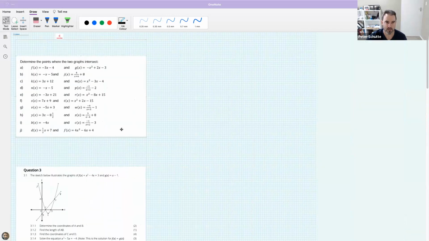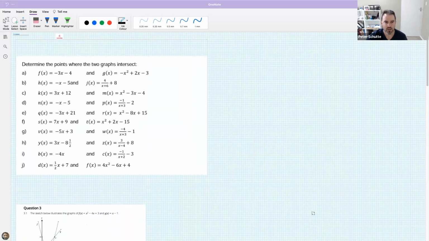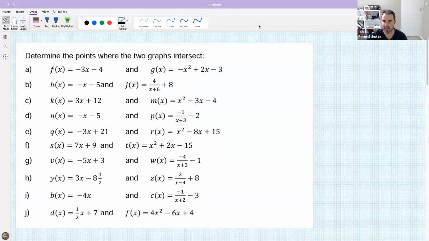Start with this one over here. So I want to start, this is a combination of different types of functions. Over here, we have a straight line and a parabola. And over here, we have a straight line and a hyperbola. So let's start with doing some questions around that.